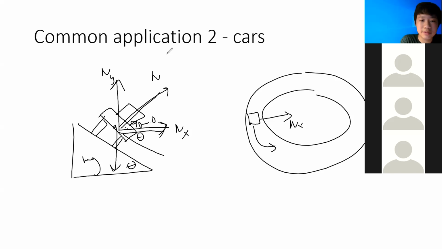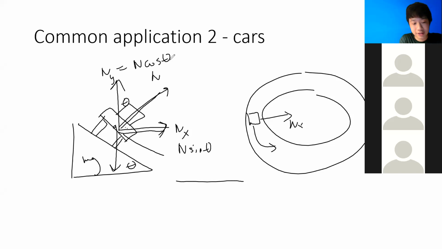All right, so what does that mean? For a car on a banked road, the angle theta is here. That means normal force y is n cosine theta. Normal force x is n sine theta. So n sine theta is what's supplying this car to go in a circle. Okay? So this is why if the road was not banked, then theta would be 0, right? And sine theta would be 0.